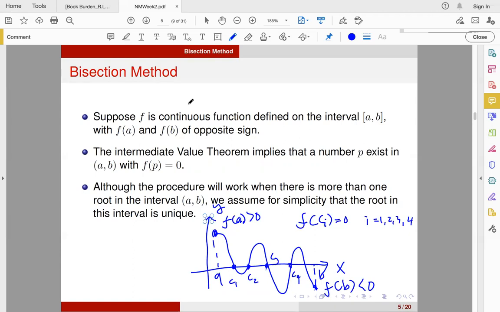But that's okay, that's not the problem. So the important thing that we need to satisfy is this requirement: f(a) and f(b) must have opposite signs. As long as the function is continuous, then we can guarantee that a root lies in the interval from a until b. Okay, let's continue.